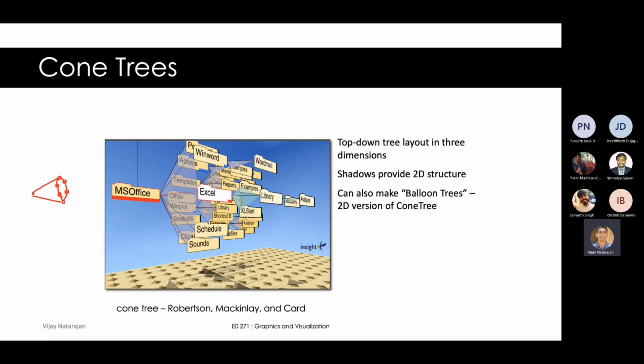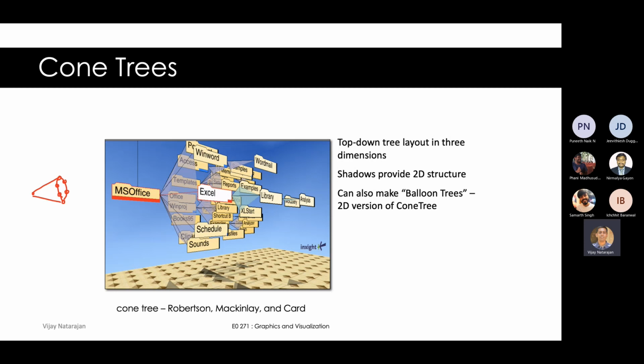Now the shadows of these are shown on the floor. These look like triangles. Each cone projects onto its shadow, which is a triangle, and you see the shadow shows some kind of additional structure about the hierarchy. This was a failure because there is a lot of occlusion. You don't get to see the entire file structure, the hierarchy, and so on.